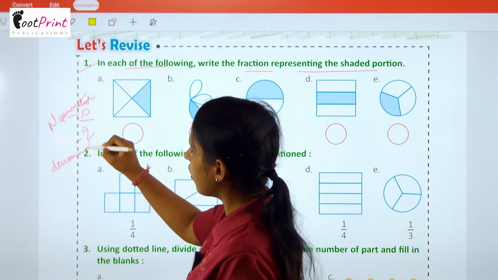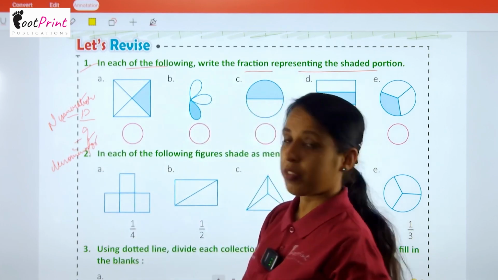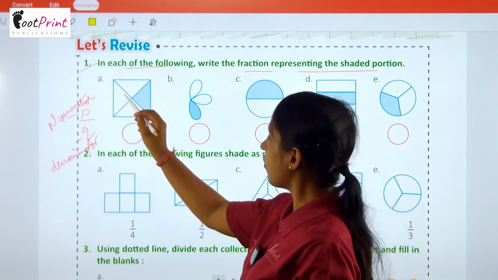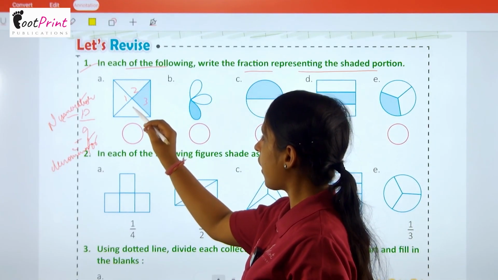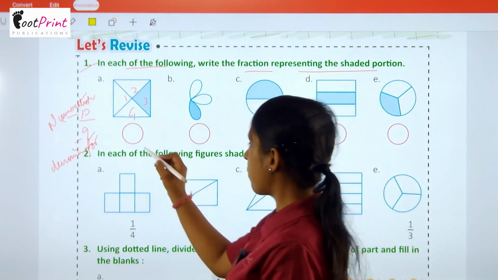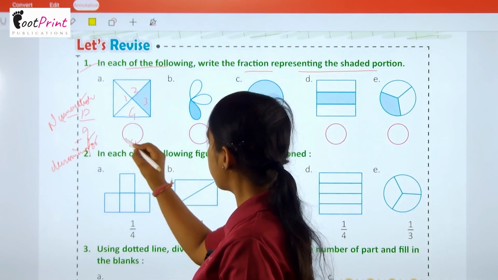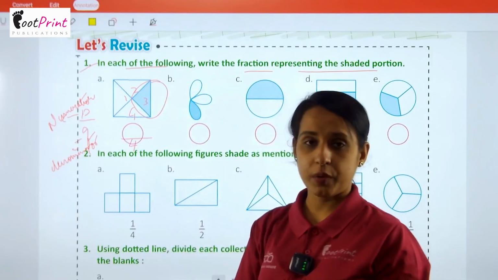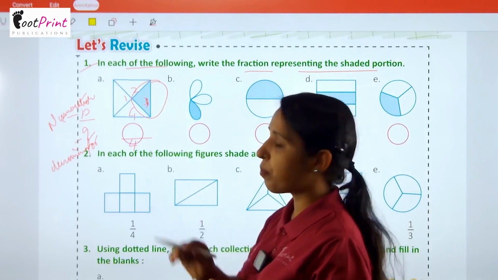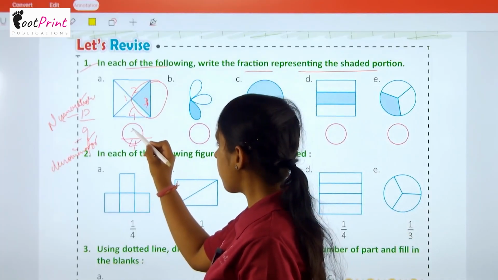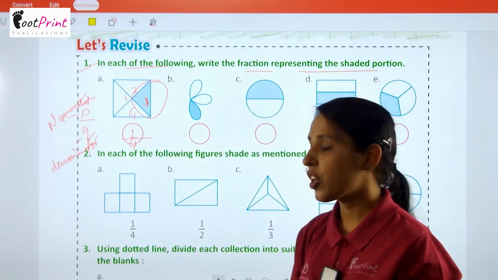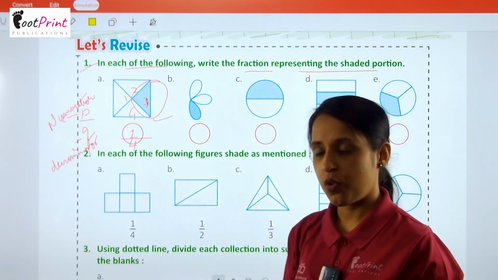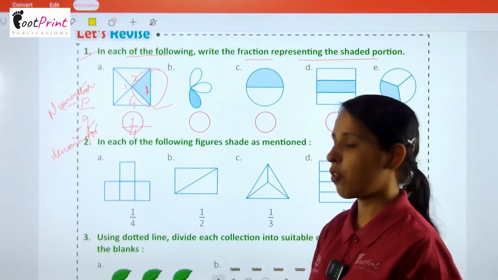Okay, so how do we write it? First we will count all the parts of the given figure. There are 1, 2, 3 and 4 parts. So 4 is written as the denominator. Then we have to count the shaded portion. Here only one part is shaded. So the shaded portion will become the numerator. It means the fraction of this figure is 1 upon 4.